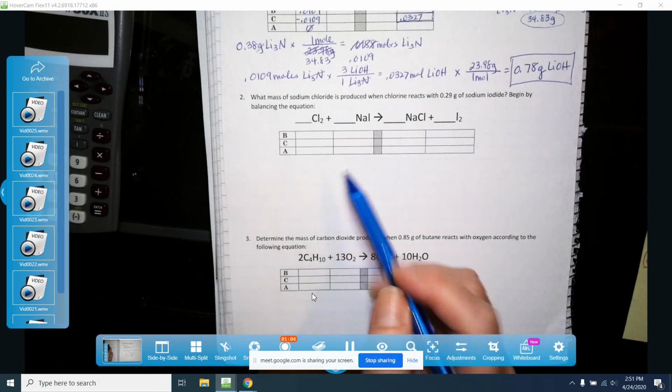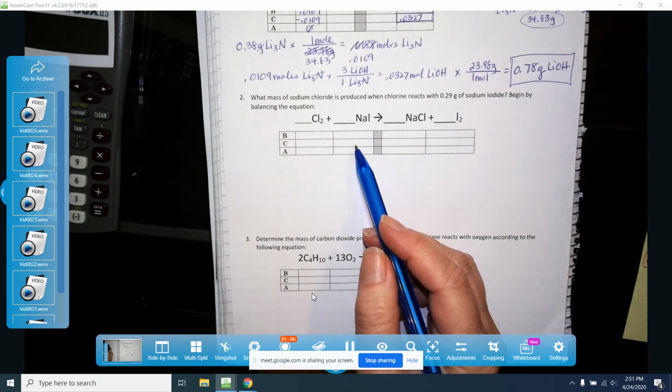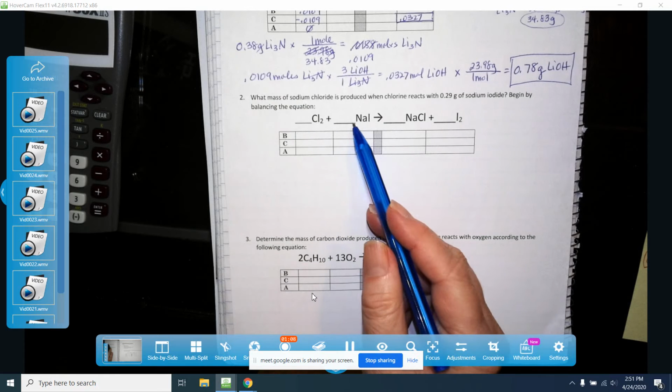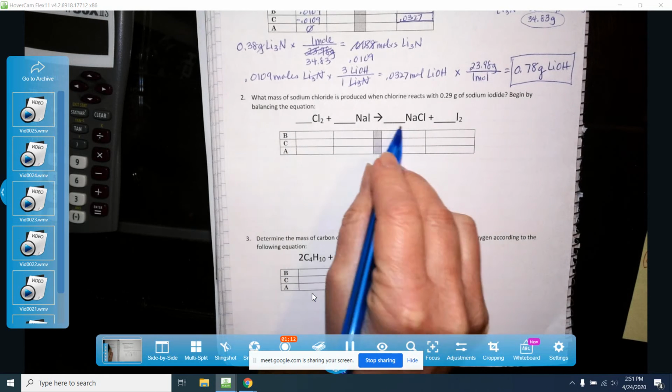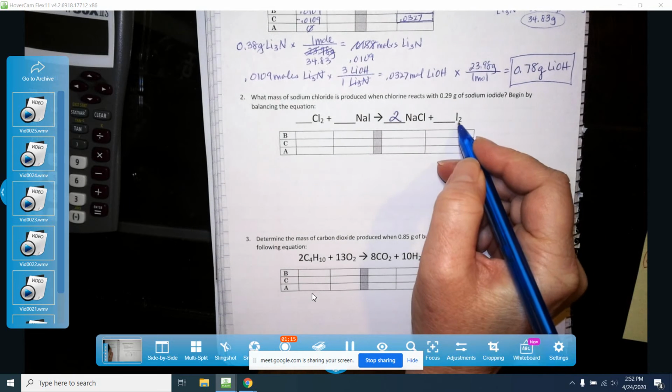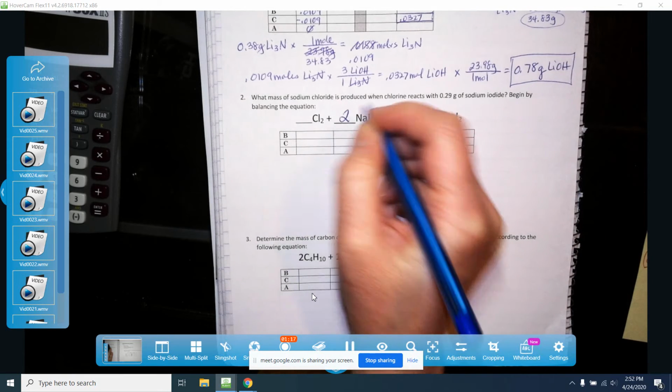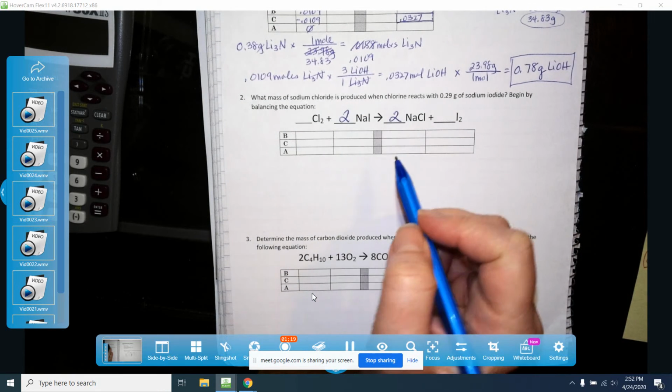Okay, so we're going to do number 2 right now. And when we balance this one, there's 2 chlorines here, I need 2 chlorines there. There's 2 iodines here, I need 2 iodines here. And now that gives us 2 sodiums as well.